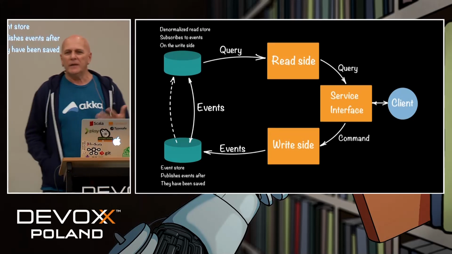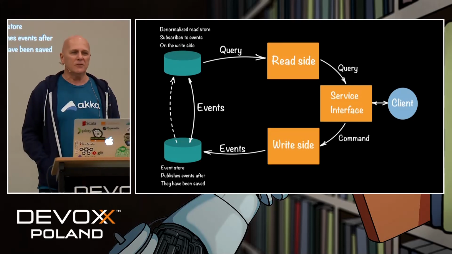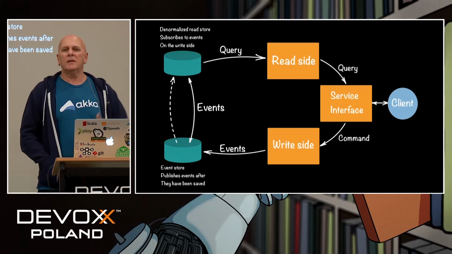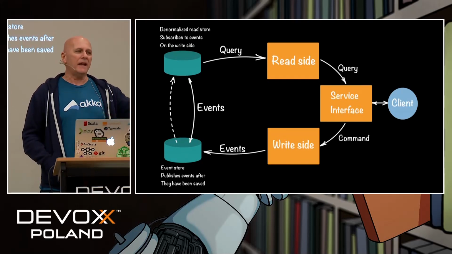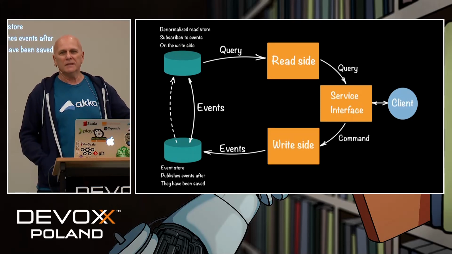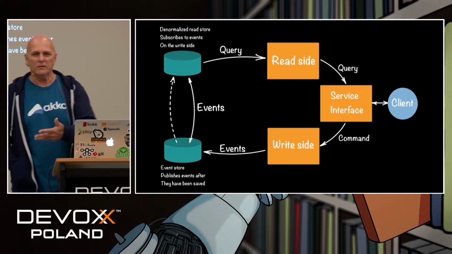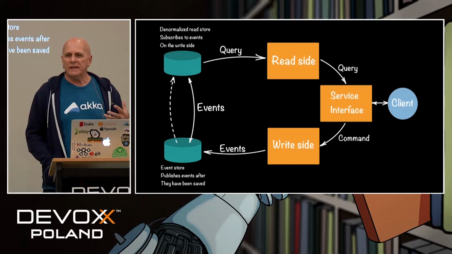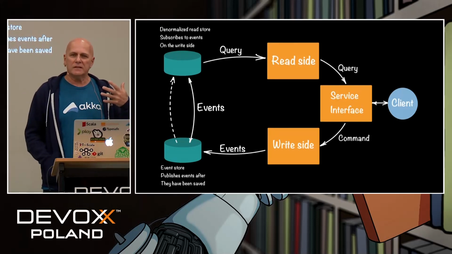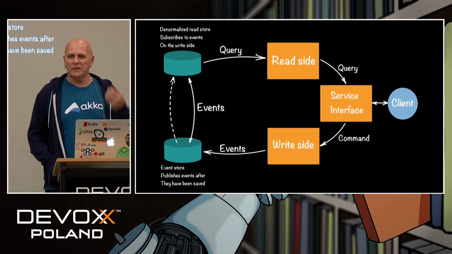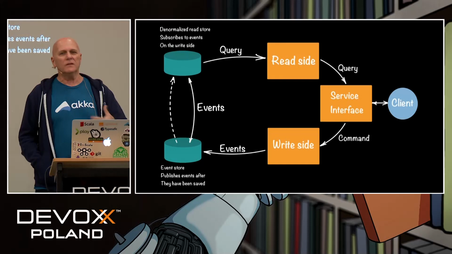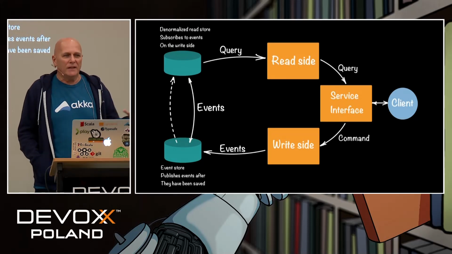A command is an intent to do something. I want to deposit something into my bank account. I want to add this item to my order. I want to remove this item from my order. Things like that. But it's a request. So these commands come in, there are very specific requests, and they go into the service, and the service basically validates the request.